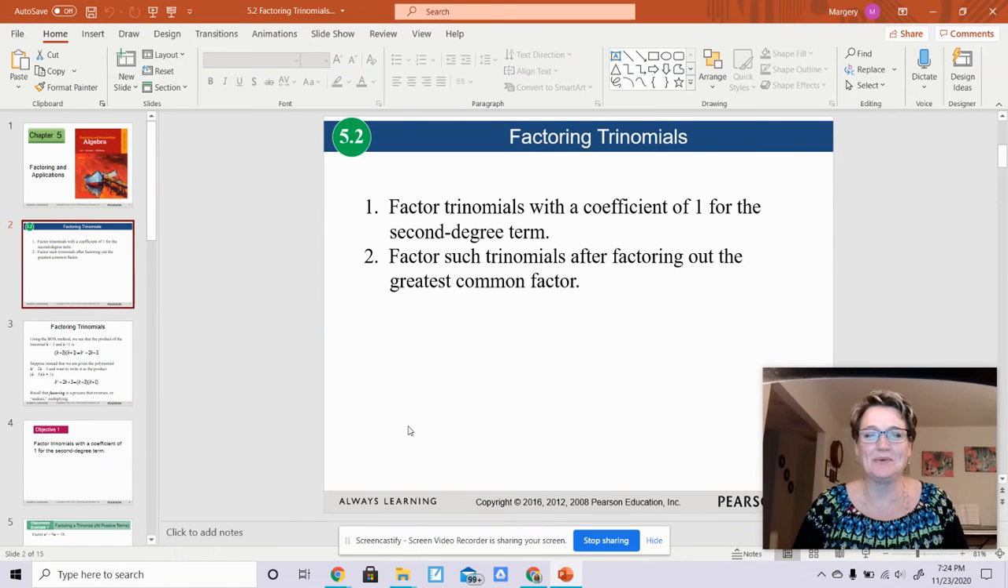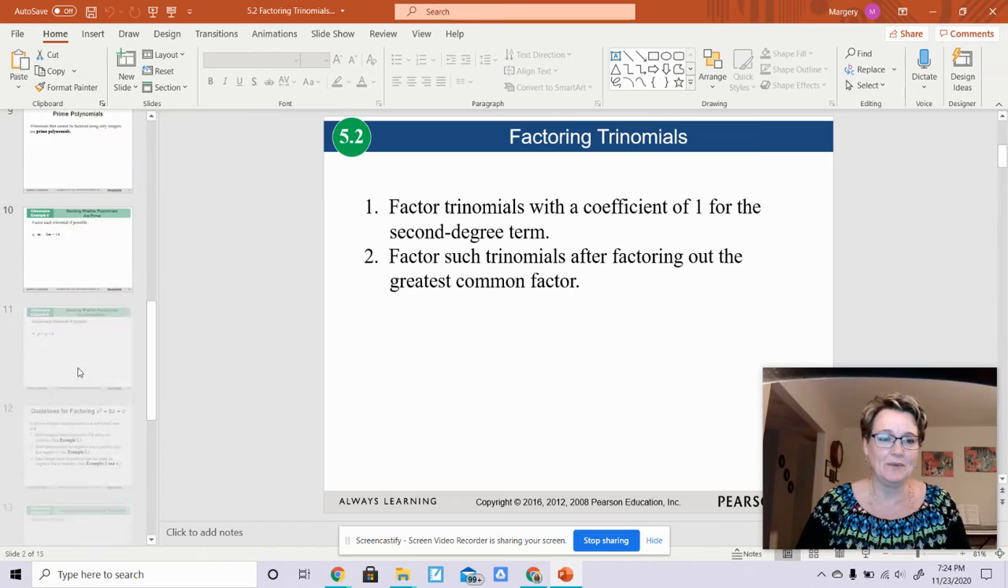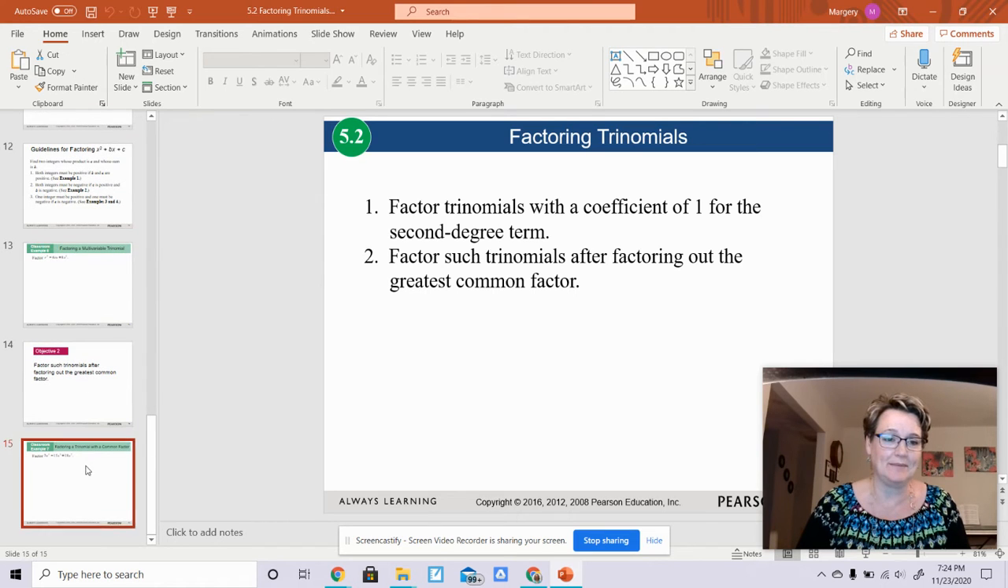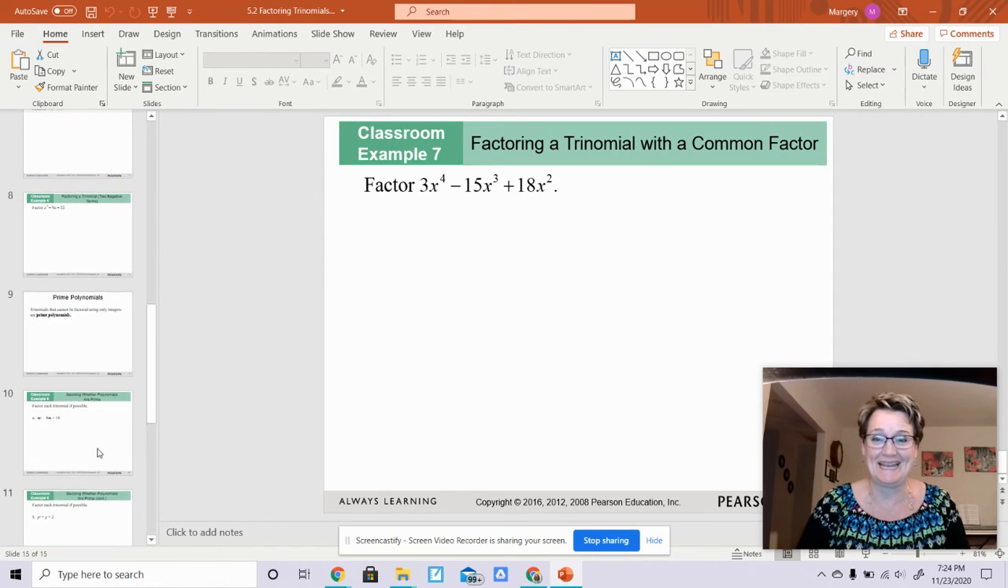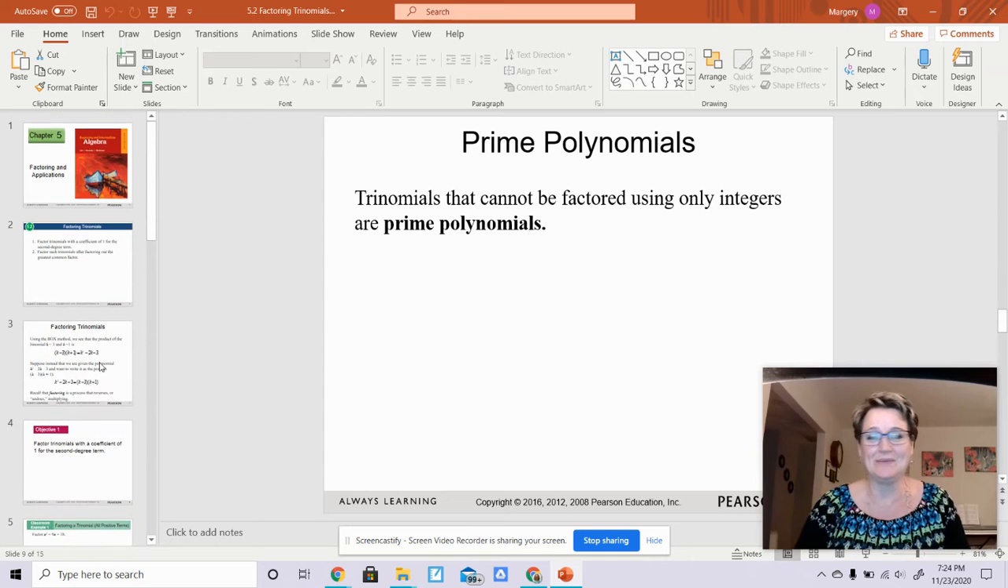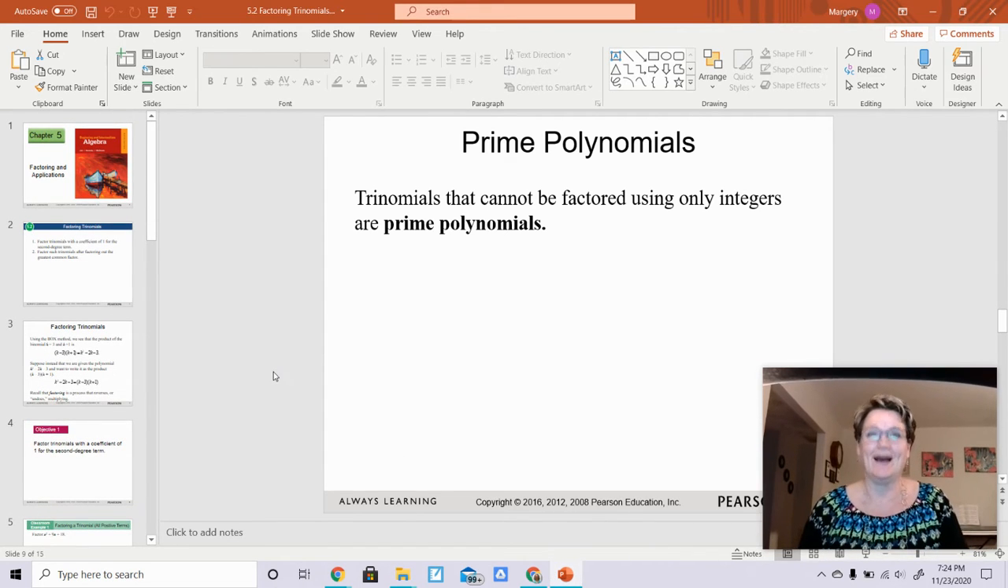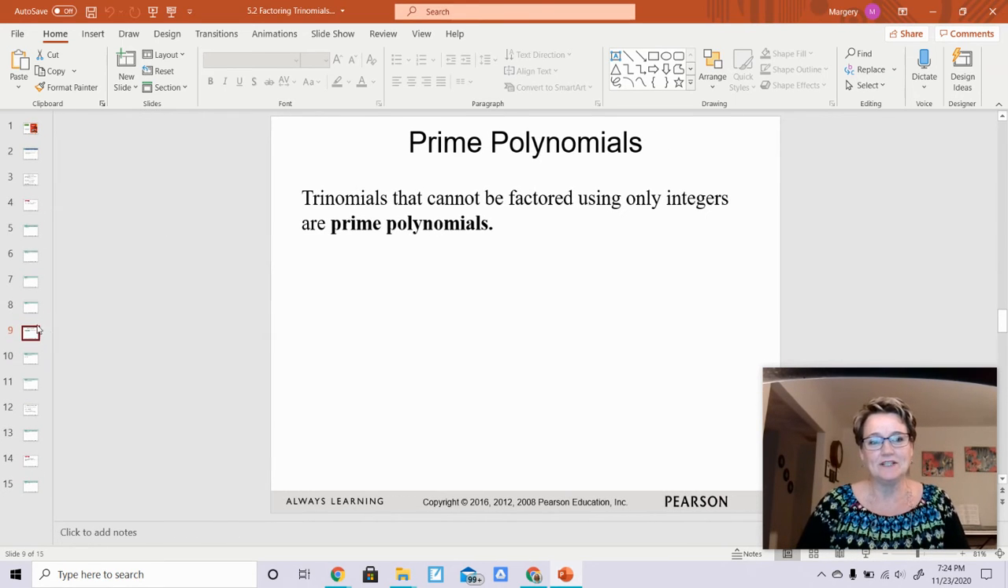Hi, today we're going to be working on 5.2, factoring trinomials. I want to look and see how many problems I'll be doing today, but we're just going to go ahead and start. First of all, I want to make sure I make this under 15 minutes. First of all, we have prime polynomials.